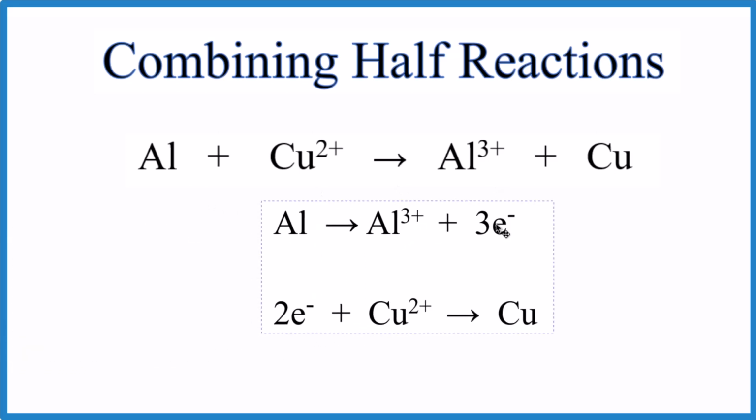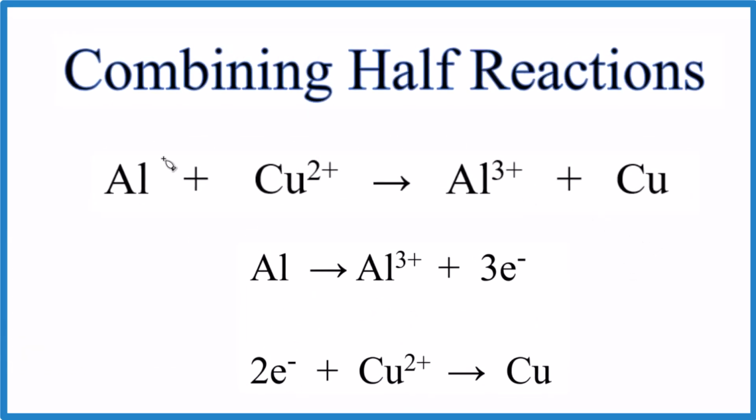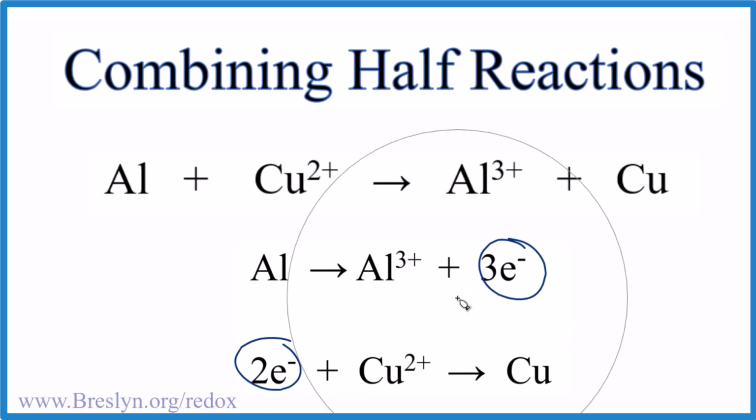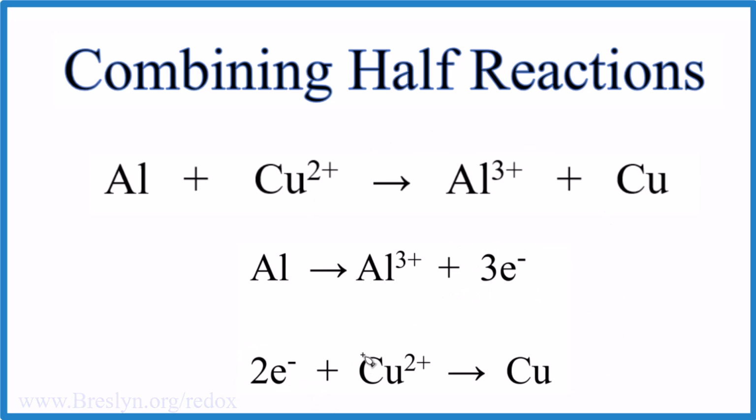So here are the half reactions. And remember, the aluminum was oxidized. It lost 3 electrons, but it lost them to the copper. The copper gained those electrons, and then that was reduced. So the electrons in the two half reactions are the same. The big problem is they aren't balanced. So let's focus on the half reactions.